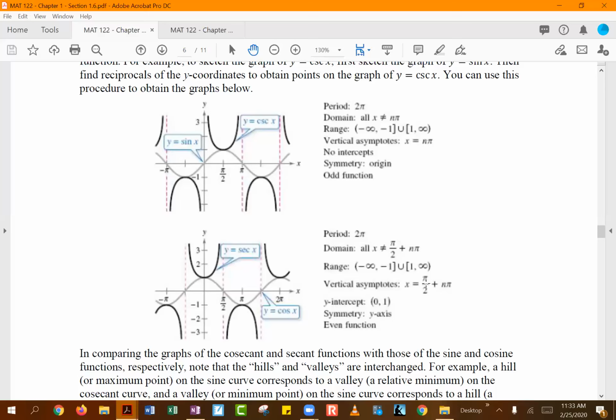You're going from negative infinity to negative 1, and then positive 1 to infinity. Now, this guy will actually have a y-intercept, which is going to be at this point 0, 1. And again, if you did a phase shift, then that value can change. And remember, cosine is an even function, so secant is also an even function.